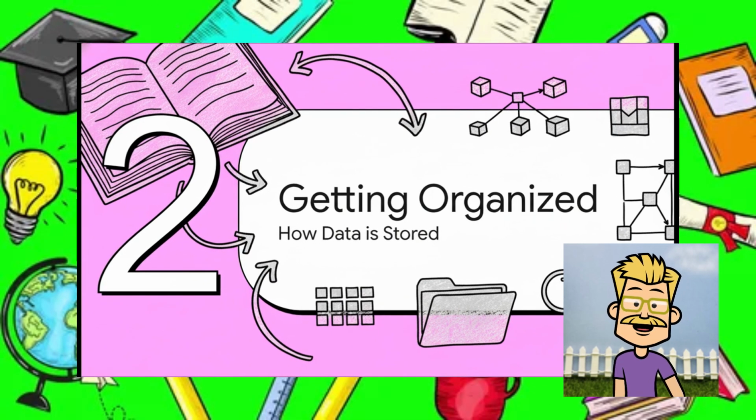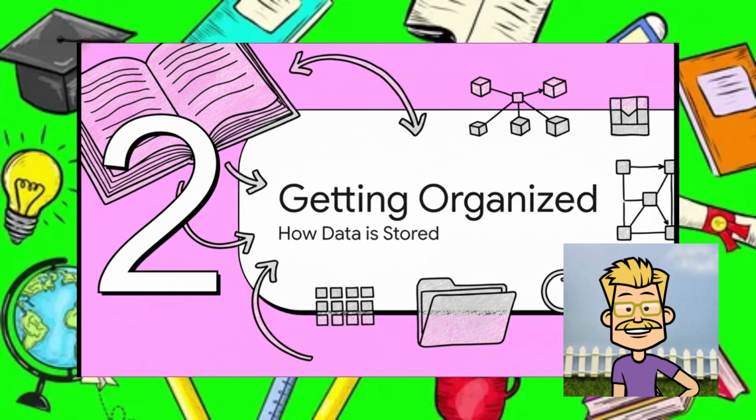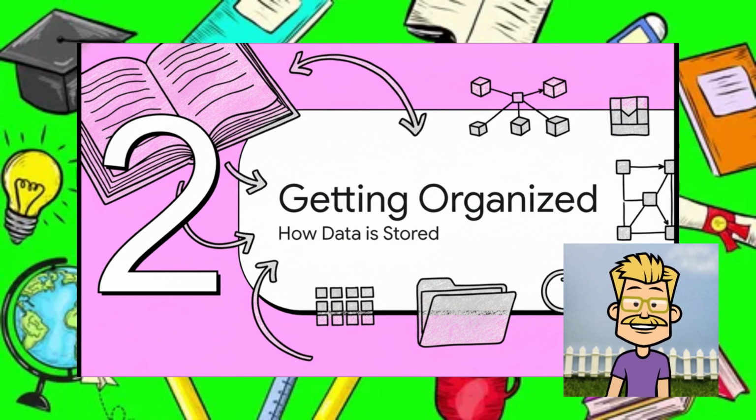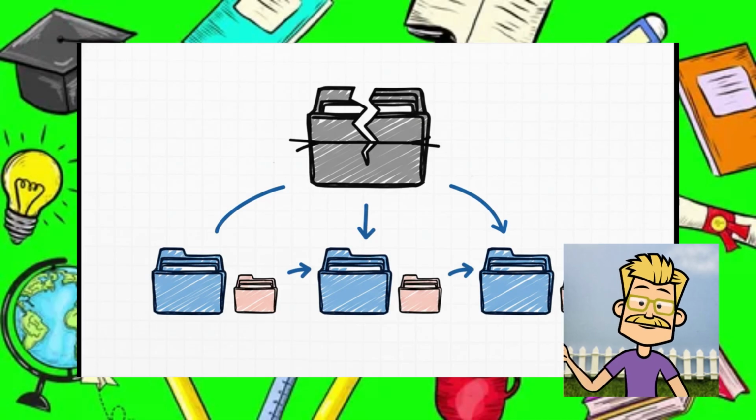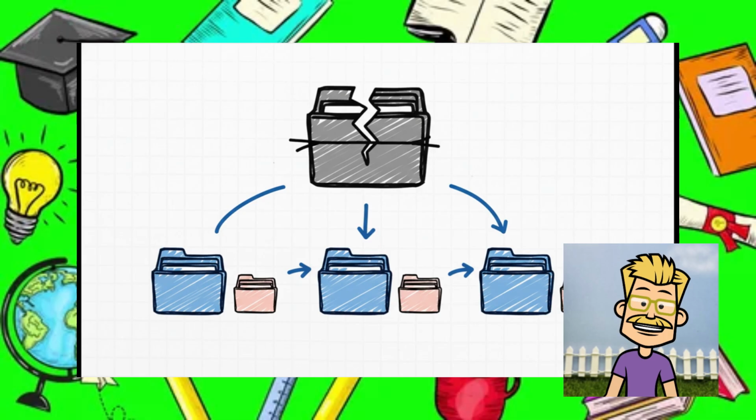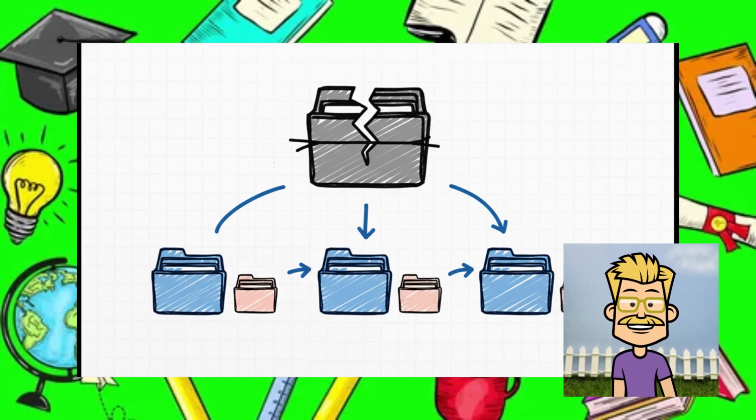But where does it actually live? Well, that brings us to our next stop on the tour. Getting organized, or how Elasticsearch stores all this data so it can handle massive scale. See, a giant books index isn't just one huge file. That would be way too slow. Instead, Elasticsearch is smart about it. It breaks the index into smaller, more manageable pieces called shards.